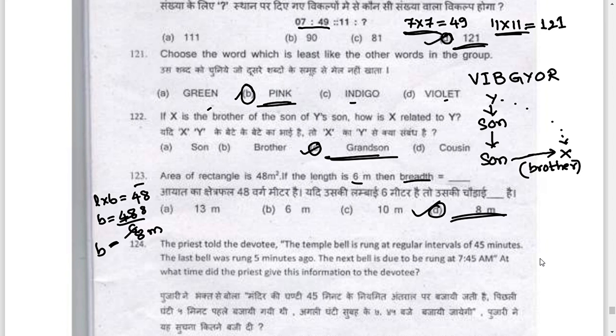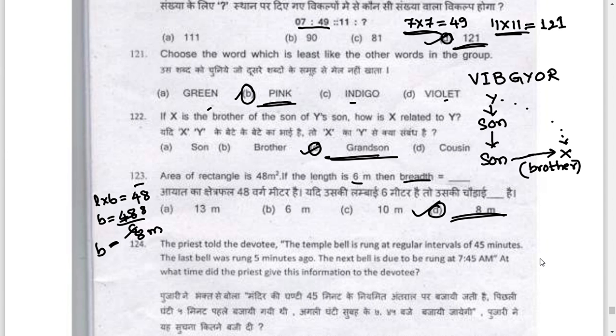Now go to the next question, that is 124. The priest told the devotee the temple bell is rung at a regular interval of 45 minutes. The last bell was rung 5 minutes ago. The next bell is due to be rung at 7:45 a.m. At what time did the priest give this information to the devotee?